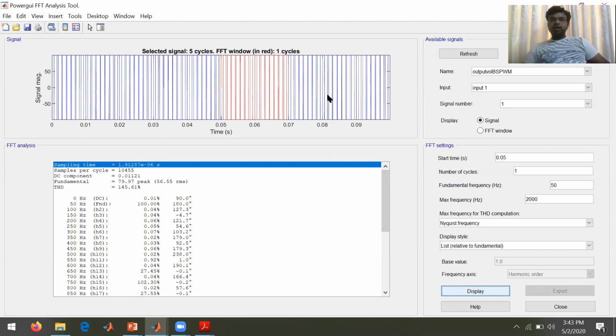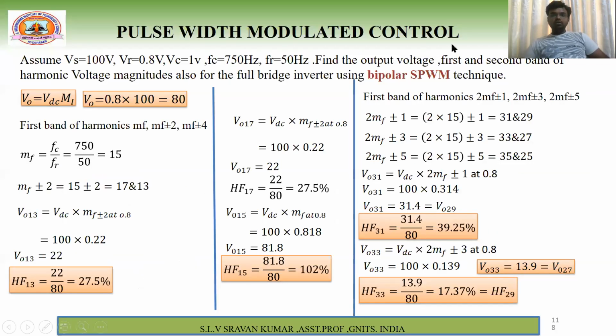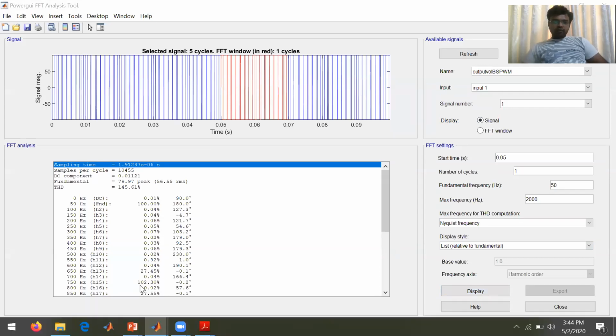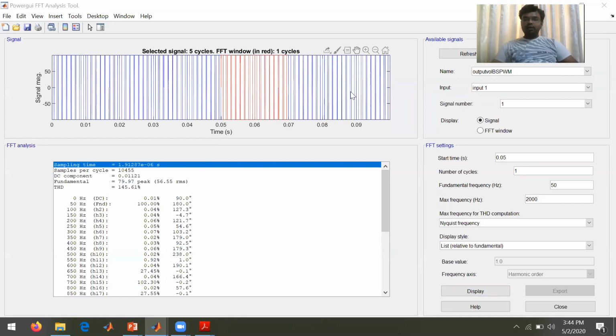Just 1 second. Again, we will come back here. See this, 27.5, 1 or 2, again 27. The same thing I just discussed with you, from the simulation point of view, what I am getting is this one only, right? So 27.45, 1 or 2. So exactly we are getting. Compared to your BN expression, these values are more accurate.